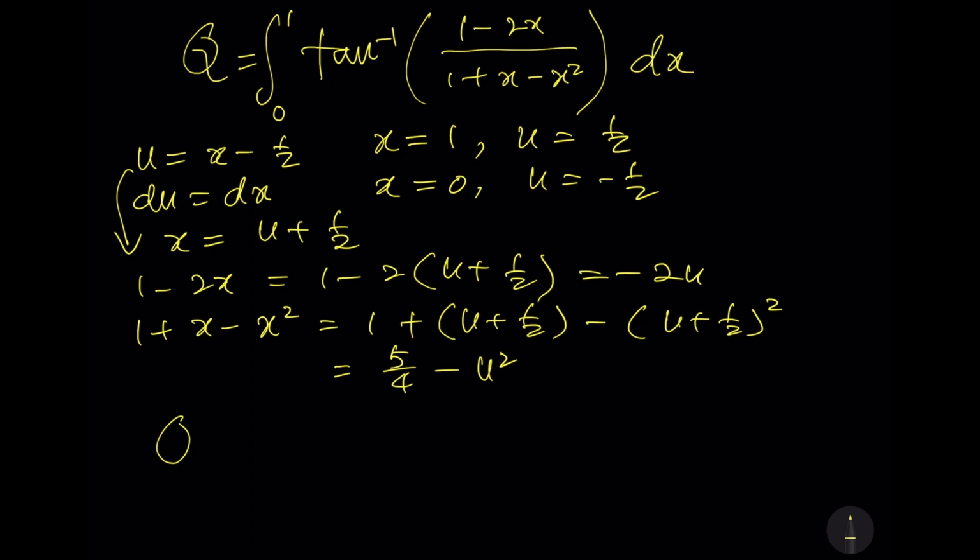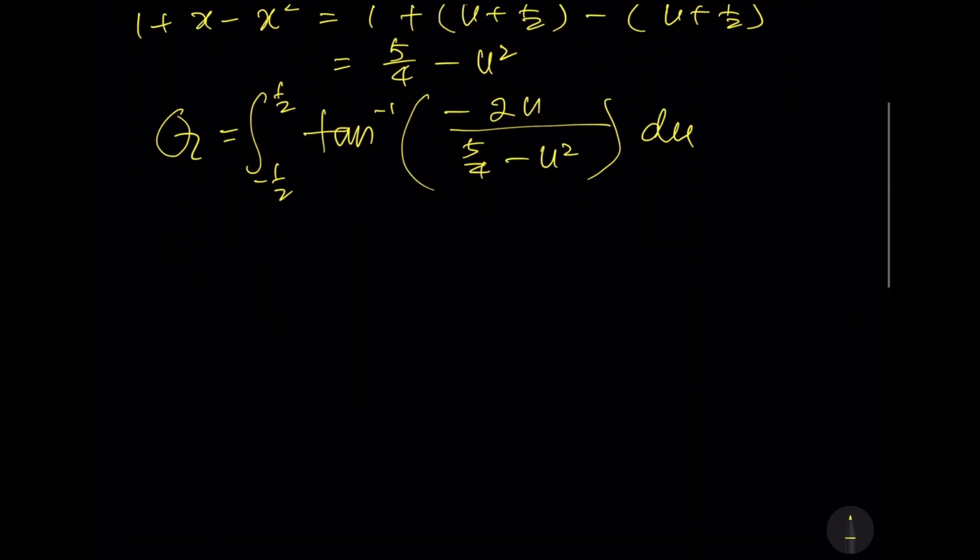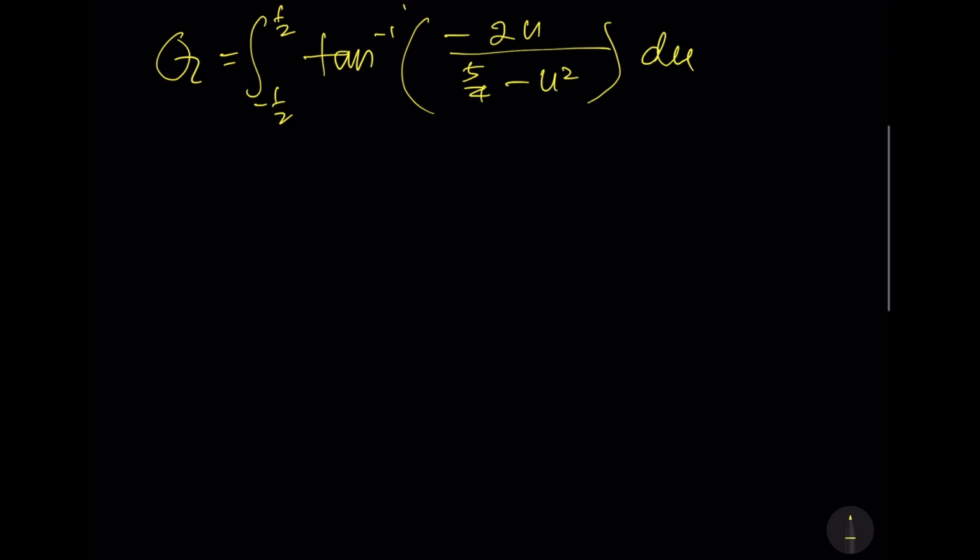From here, we obtain the new Q equals to integral negative 1 over 2 to positive 1 over 2 inverse tangent of negative 2u divided by 5 over 4 minus u squared and then du. This is better because integration bound is symmetry.